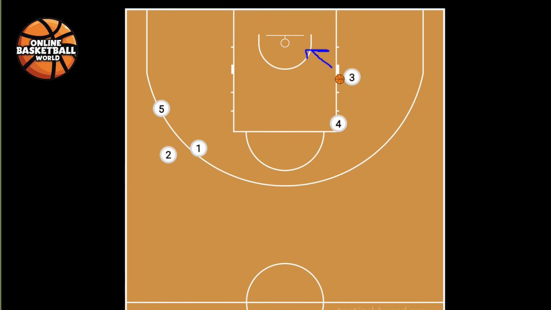Now, in the event that number 3 doesn't get that wide open layup, or doesn't get a lane to get the ball in at all, you still have number 2 here coming off of those stagger screens.